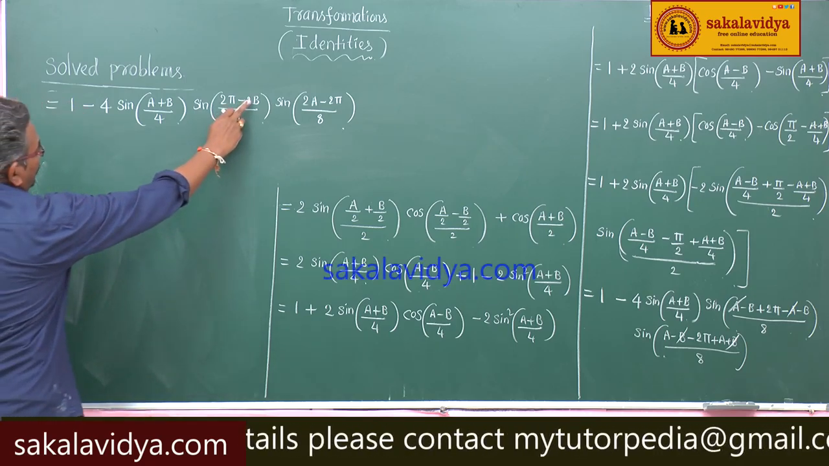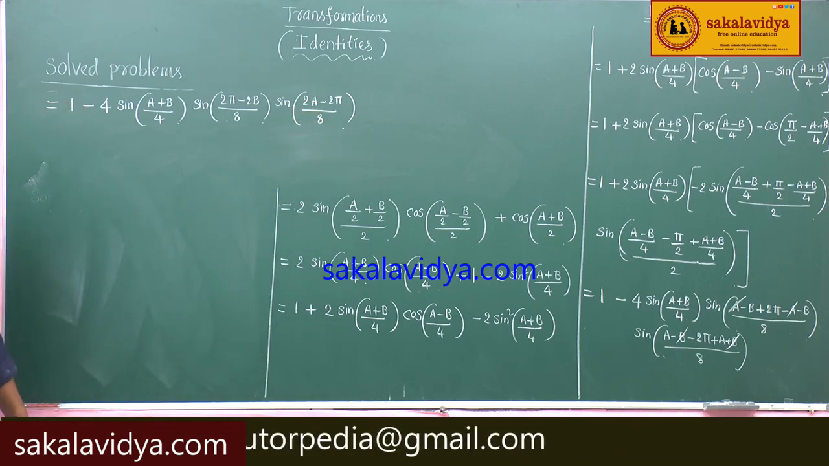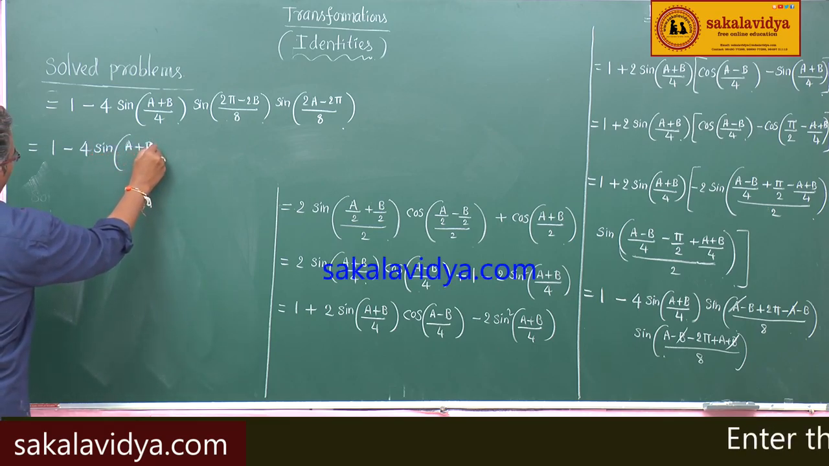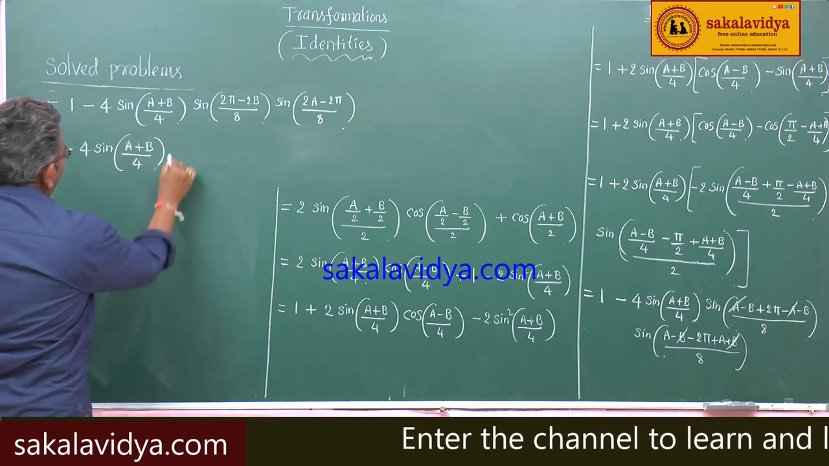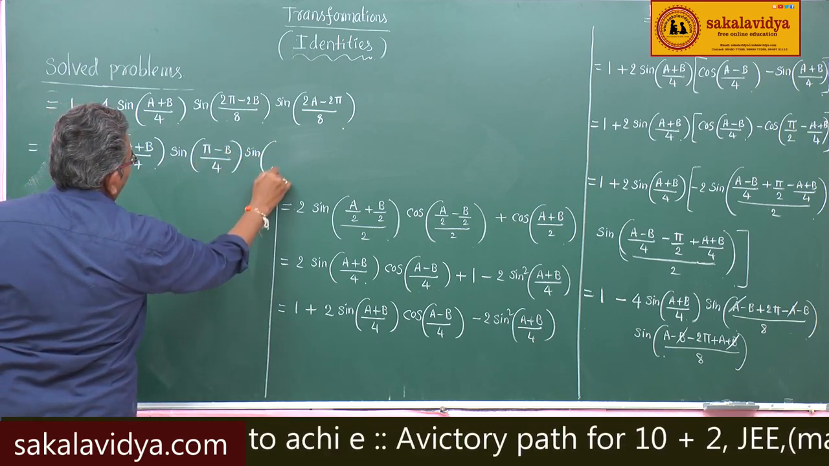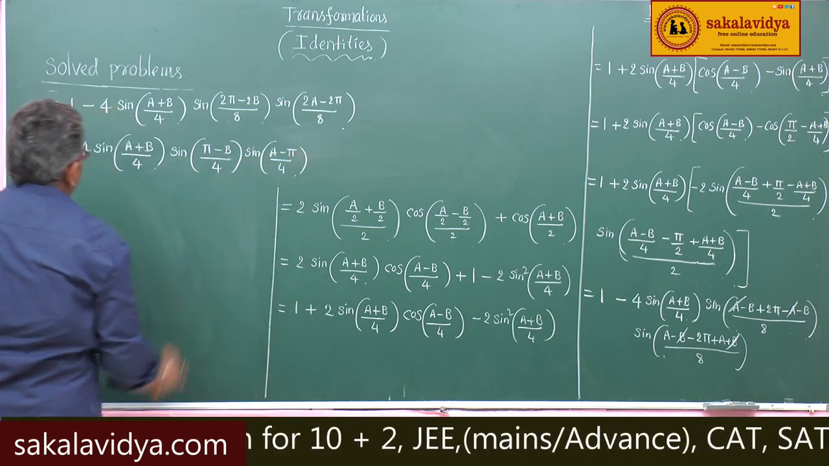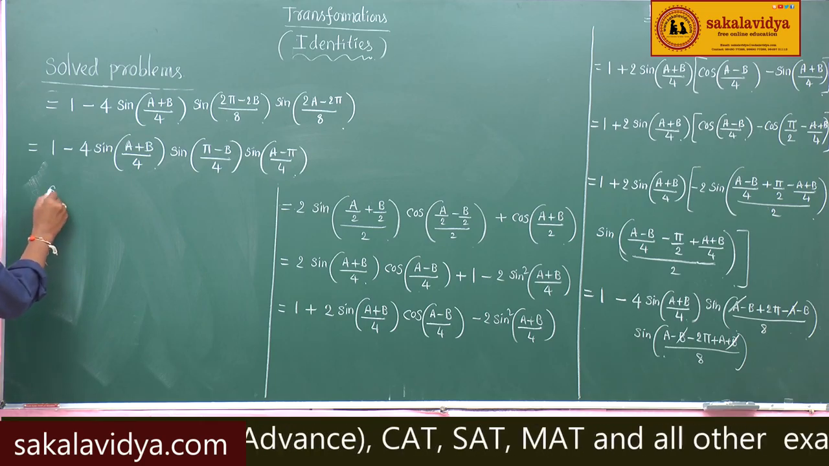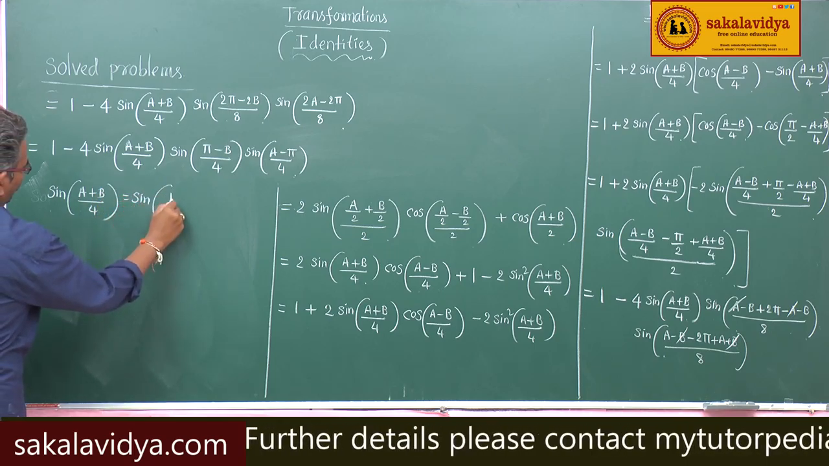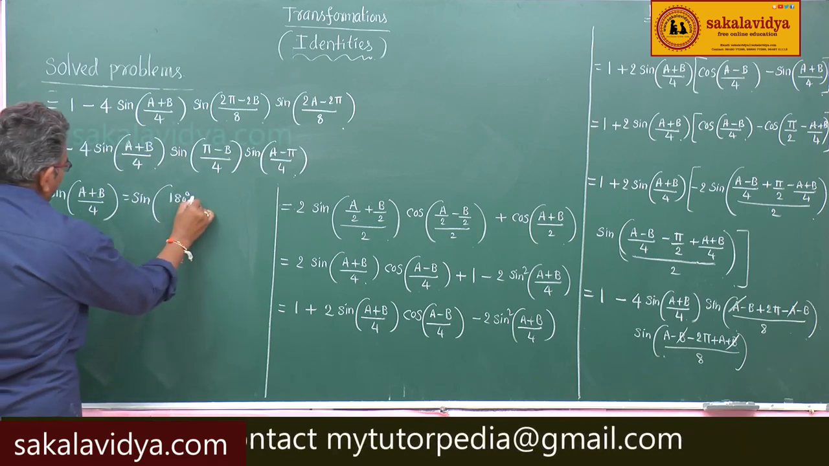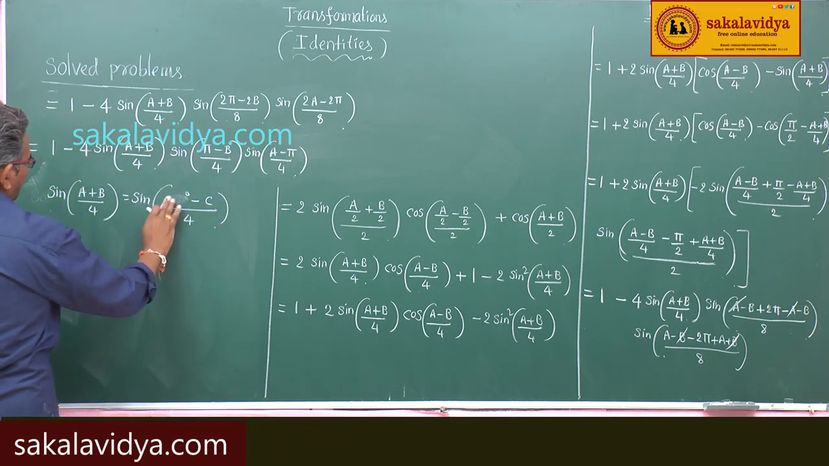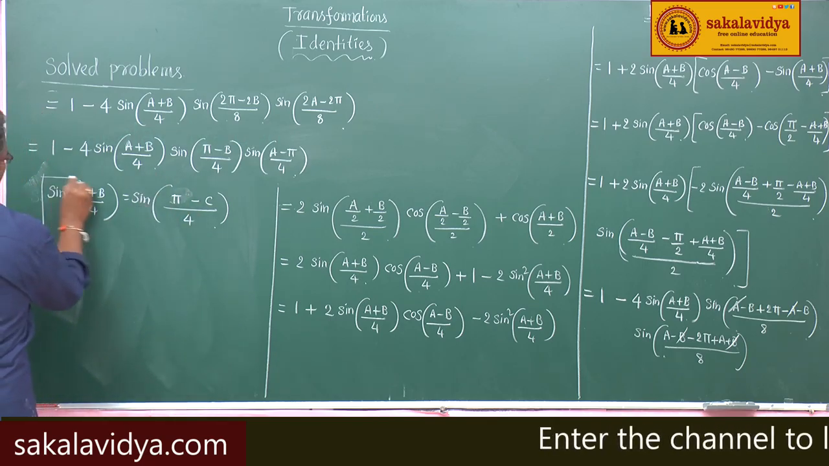So now if you take 2 common, 2 ones are 2, 2 fours are 8. This we can write 1 minus 4 sine of (A plus B) by 4, and next sine of (pi minus B) by 4. This is sine of (A minus pi) by 4. So let us write the value of (A plus B) by 4. The sine of (A plus B) by 4 can be written as sine of (180 degrees minus C) by 4. That means 180 degrees means pi. So now we can replace it.